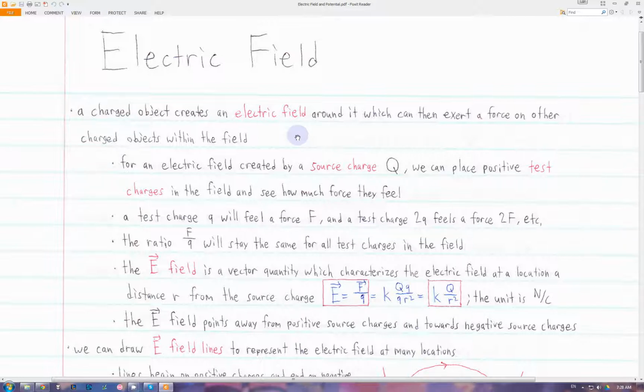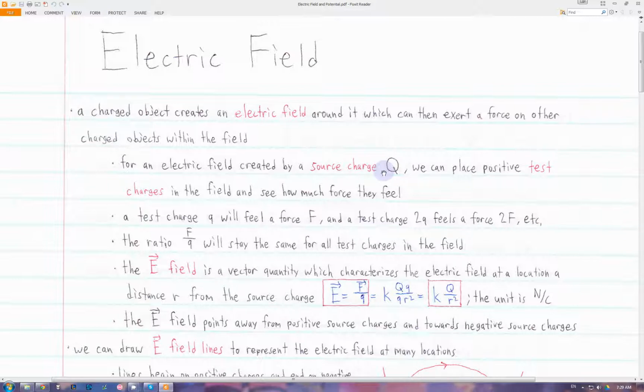creates an electric field around it, and then that electric field can exert a force on other charged objects within the field. So, in a way, a charged object does not directly exert a force on another charged object, but instead it sets up this electric field, and then that electric field exerts a force on the other charged object. So let's say we have what we call a source charge, which is just a charged object that creates an electric field.